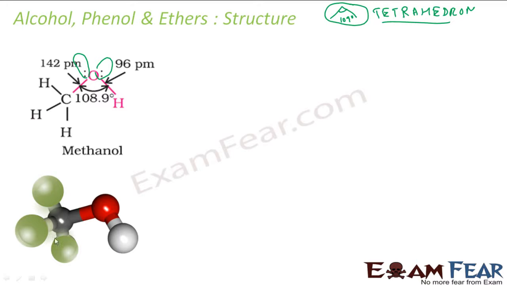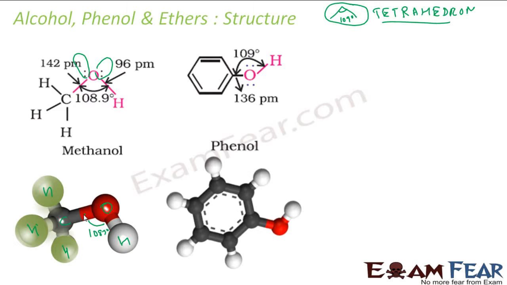This is the structure of methanol, and this is the 3D structure of methanol. If you see, this is 108.9 degrees. This is O and this is H. This is carbon, and you have hydrogens here. This is the typical structure of alcohol. Correct? The angle is slightly less than the tetrahedral angle. Why? Because of the repulsion by the lone pairs of electrons on oxygen. Correct? So here the carbon is sp3 hybridized. You see this carbon, 1, 2, 3, 4 bonds, sp3 hybridized.